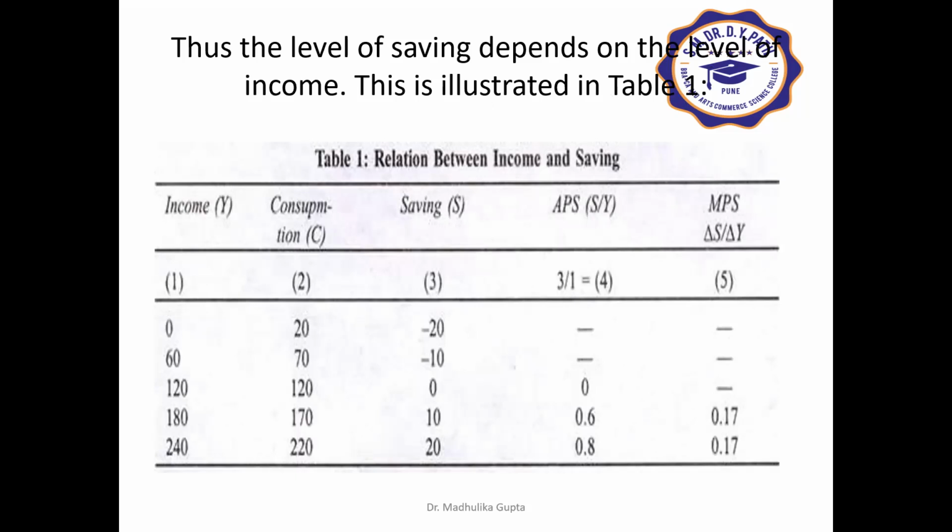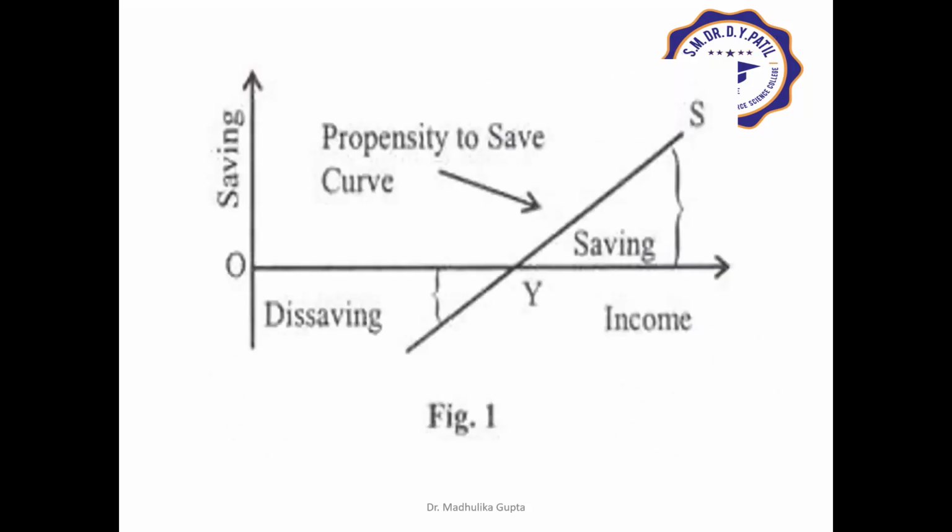Now let's understand this with the help of a graph. The propensity to save curve is shown in figure 1, where income is taken on the horizontal axis and savings on the vertical axis. Just observe carefully what I'm saying. The entire S curve with a definite position and slope is the propensity to save curve.